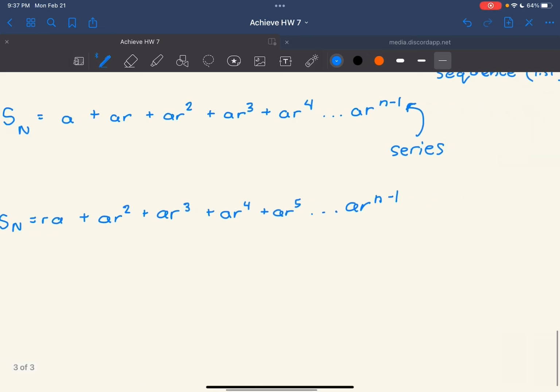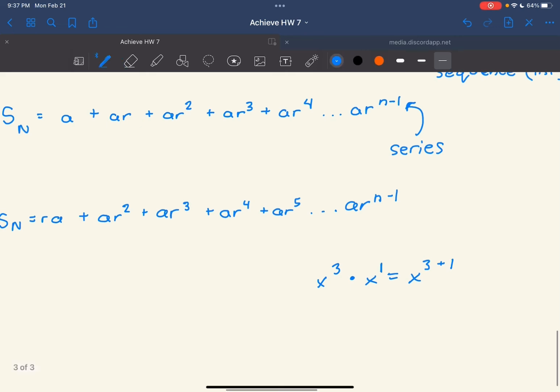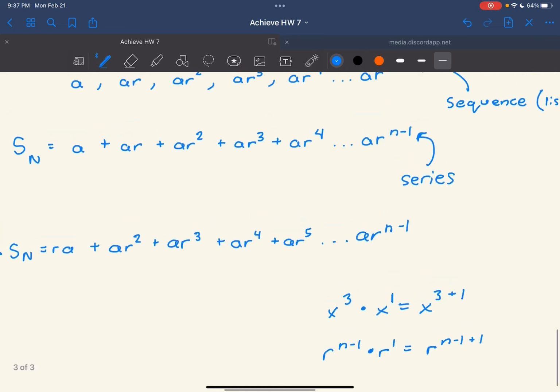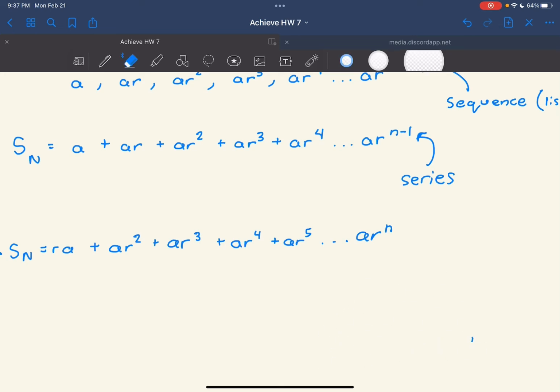Now this one may be a little tricky, but I want to break it down to make sure we understand. If we have x to the third times x, you're going to get x to the 3 plus 1. This is x to the first. So now when we have r to the n minus 1 times r to the 1, you're going to get r to the n minus 1 plus 1. So essentially, right here, we just have r to the n. I just want to make sure that's clear for everyone.